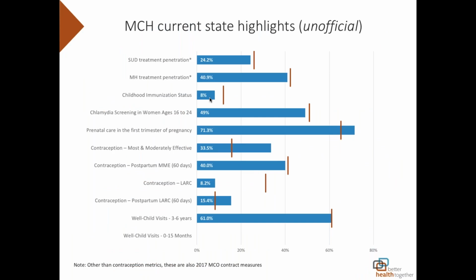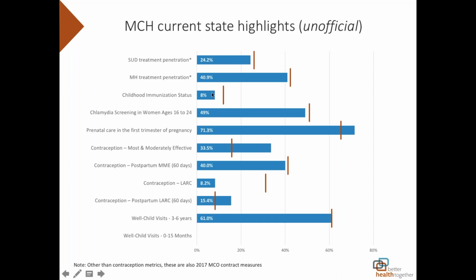And here is a quick little slide of how we're doing on those models. So for maternal and child health, there's a lot of places where we're exceeding the average. We're doing pretty great on most moderately effective contraception. I actually happen to know that we're the best region in the state on that metric. So way to go, BHT.